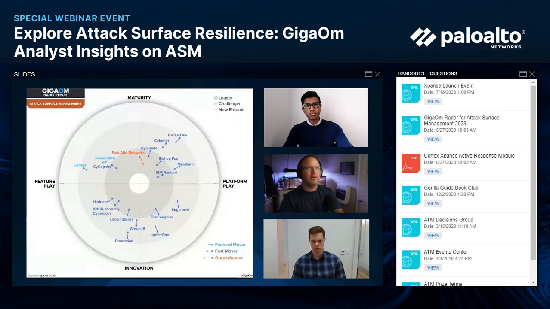So in my opinion, there's 2 things here. ASM is a very new space, and it exploded in 21, 22. When I initially started this research, I could find maybe 20 pure ASM vendors that really, truly did it. In this latest version of the report, we had over 100. So that shows you how real this space is. It has absolutely exploded.